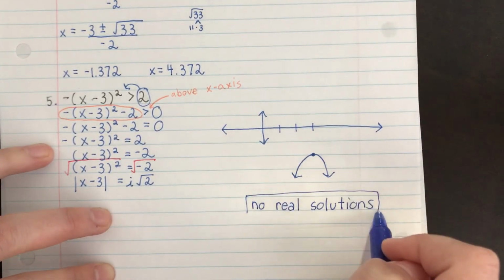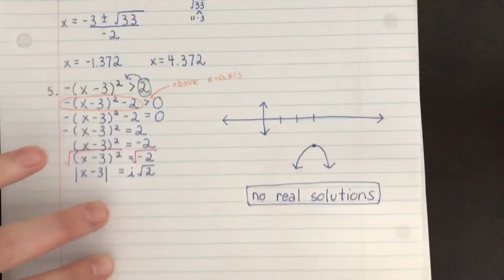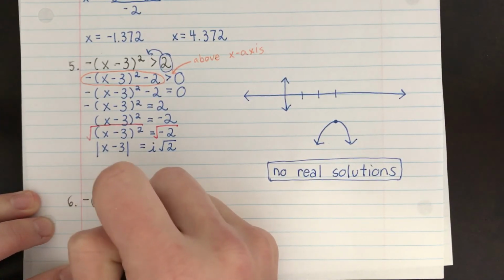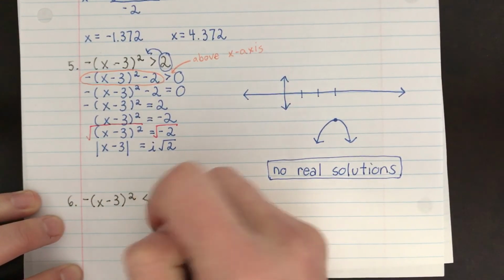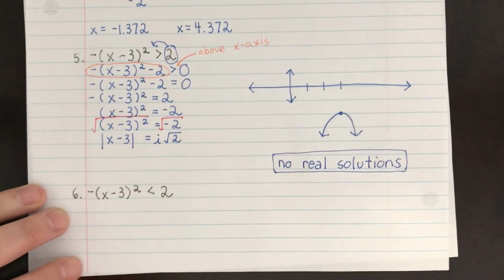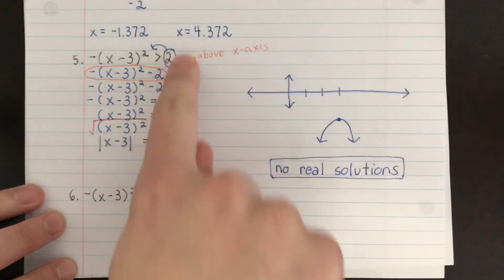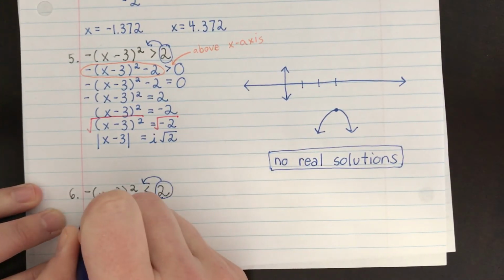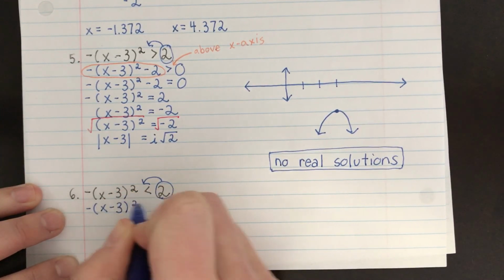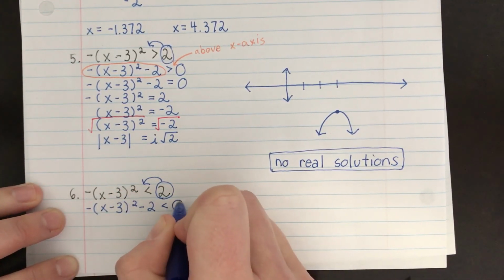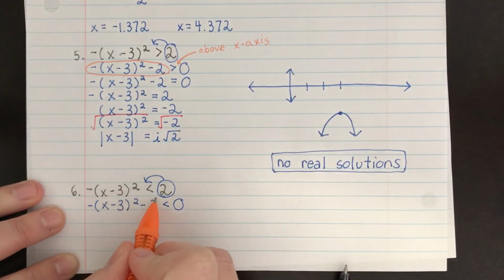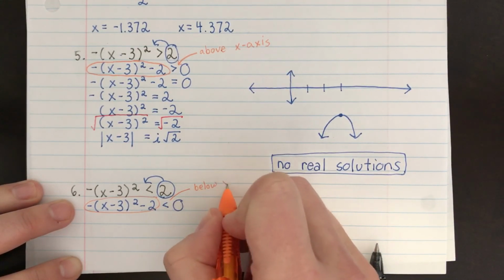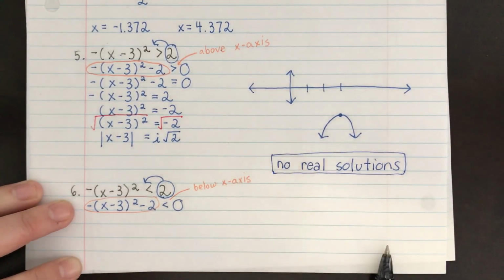Now, I want to create a problem. Problem number 6. I know I said one more. The same exact problem, but less than 2. Pretend I took the same exact problem and said less than. Of course, you would move this over, right? And you'd have negative x minus 3 squared minus 2 is less than 0. Okay, I'd be asking, when is this graph below the x-axis?